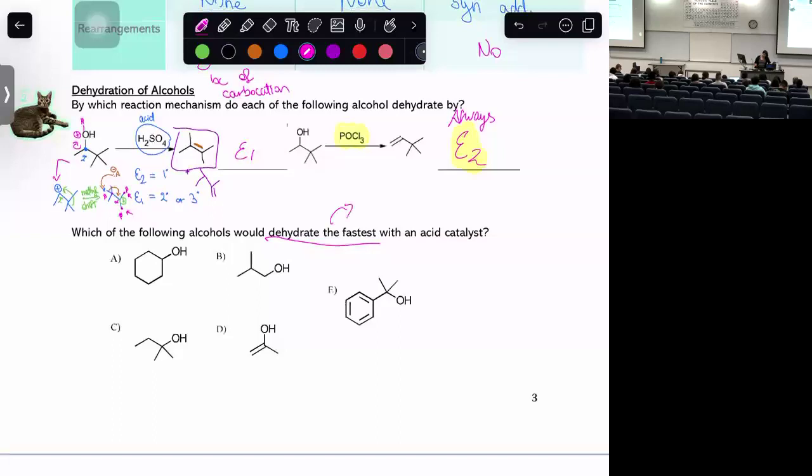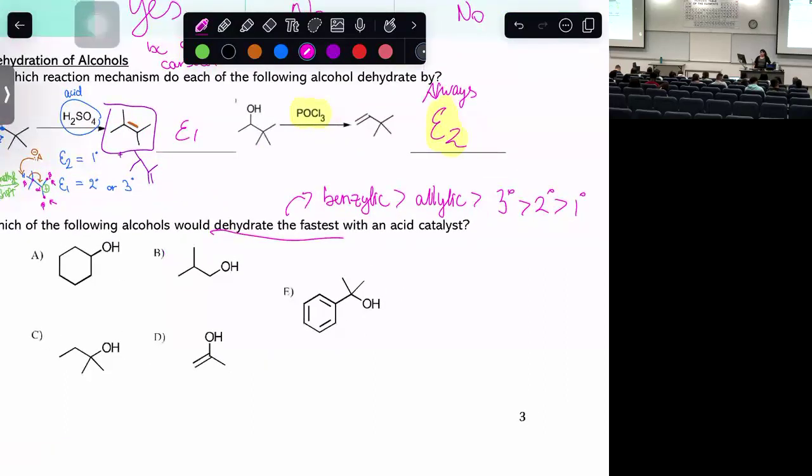So whenever you're trying to find the one with the fastest rate, you're looking for the most stable. So technically, it's going to be first benzylic, then allylic, and then the normal trend that you guys know, tertiary, secondary, and primary. So what's going to be the answer for that one? You think it's going to be A? It's going to be that one exactly. Because this one has a tertiary alcohol that's also in the benzylic position.